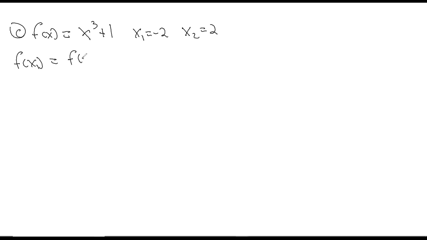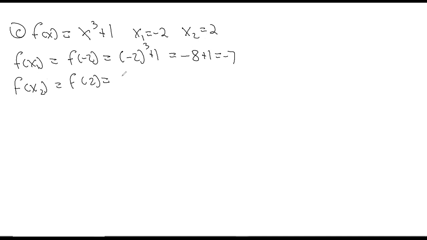which is f of -2. Now, because I'm plugging in a negative, we need a parentheses. -2 cubed plus 1. A negative to an odd number is a negative. 2 cubed is 8, so that's -8 plus 1, which is -7. Our f of x2 is f of +2, which is 2 cubed plus 1, which is +8 plus 1, and that's 9.